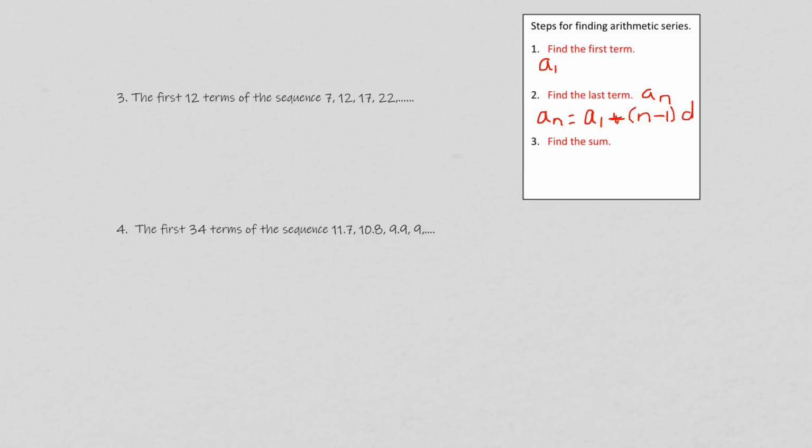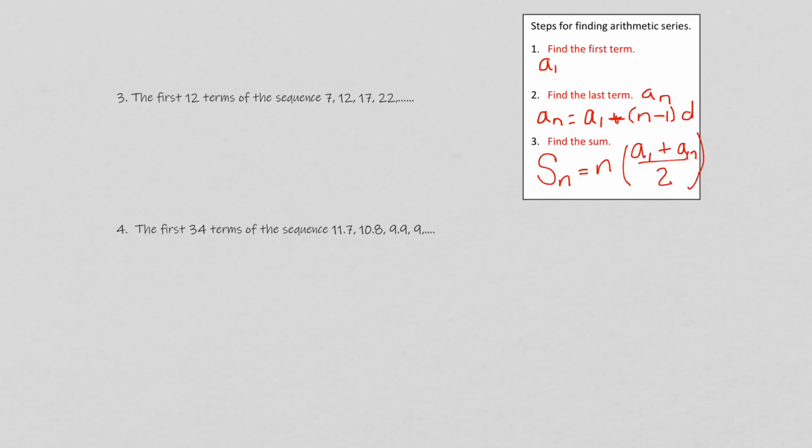And then the last thing we're going to do after we find those two pieces is use our formula: the summation of the nth term is going to be n times my first term plus my last term, divided by 2.